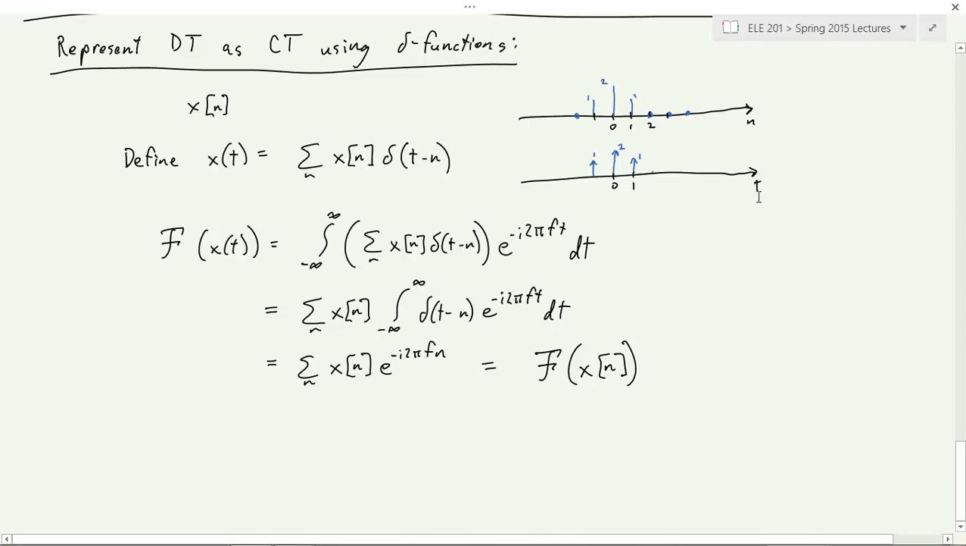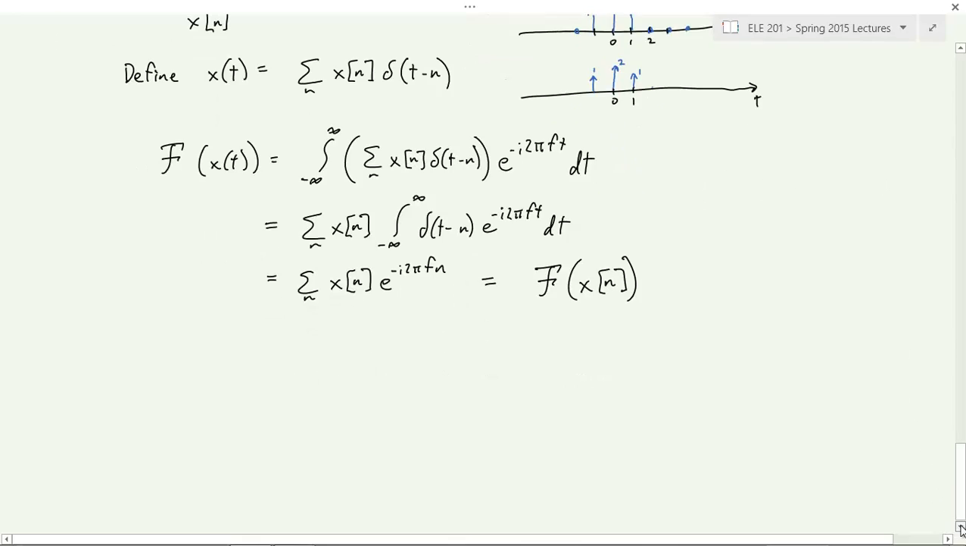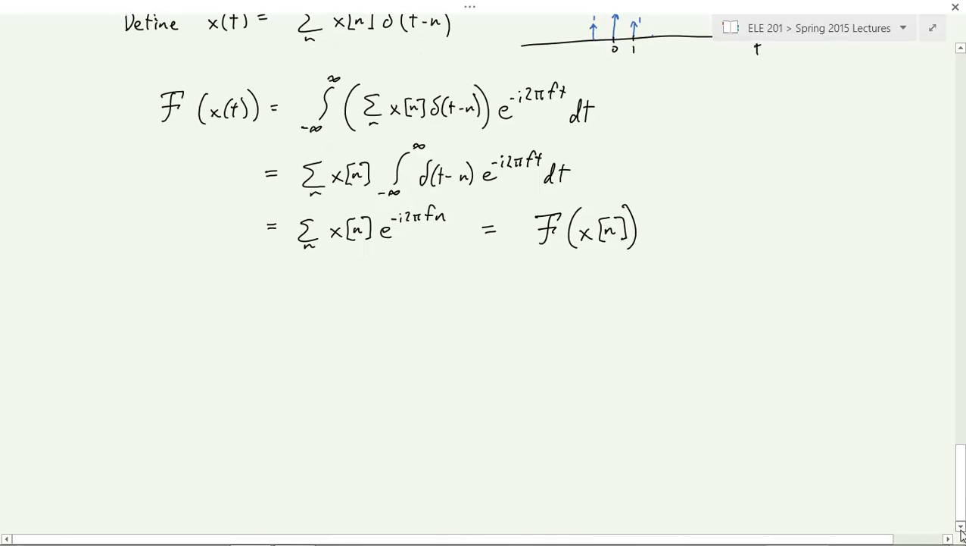So this is the argument I'm making here, why, even though we have a different formula for discrete time and continuous time, if we think of everything as continuous time, we'll be okay. All right. Same thing would work for the Fourier series. You could do the same derivation.